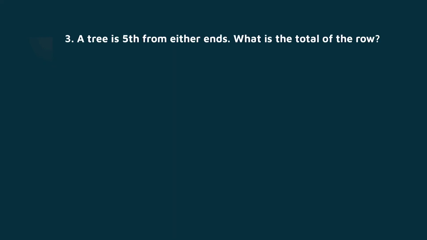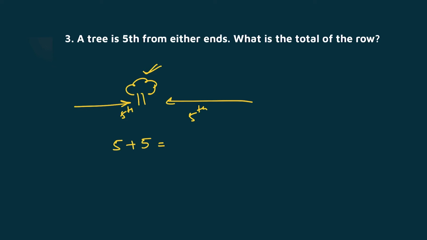Here, a tree is fifth from either end. It means that when the tree is counted from left, it is in 5th position, and when counted from right, it is also in 5th position. Now we have to say what is the total of this row. You can observe the same thing is happening here also. The tree is being counted twice. So we have to subtract 1 here, and therefore there are totally 9 trees in that row.